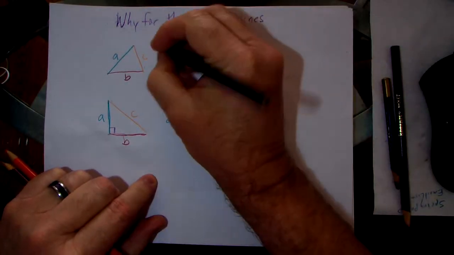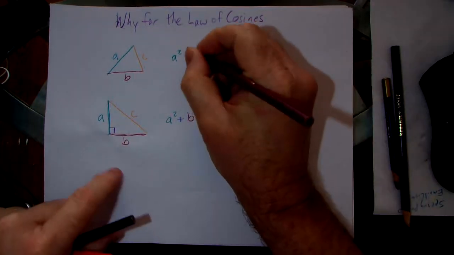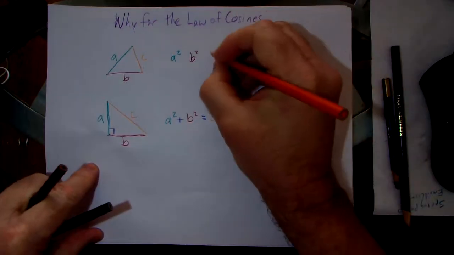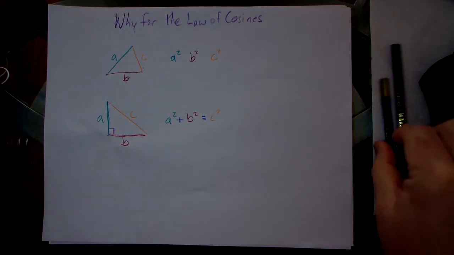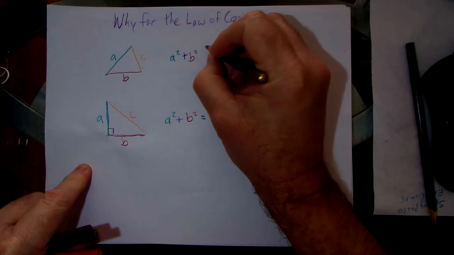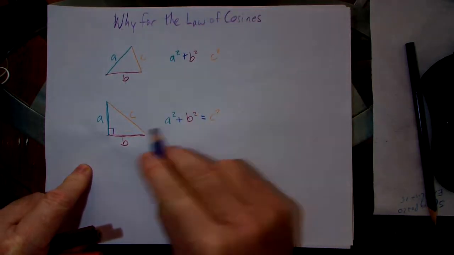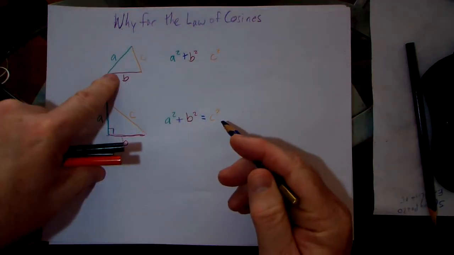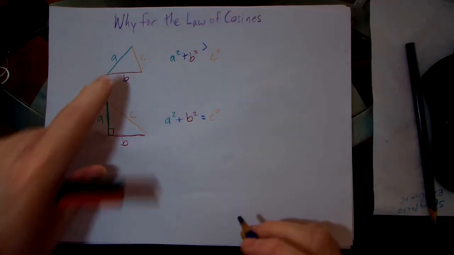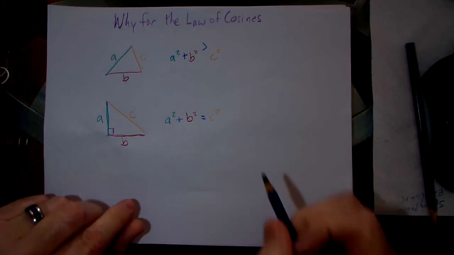And so we're going to set up that relationship. A squared plus B squared, and C squared. What we know is that this is going to be smaller than that, because when it was a right angle, with a slightly larger angle than this, then the sum of those two sides being squared is going to be bigger.